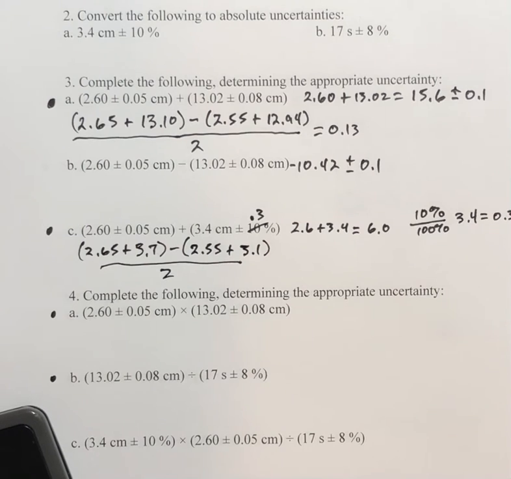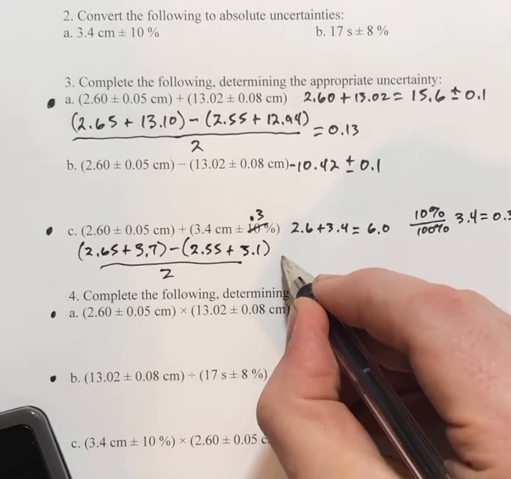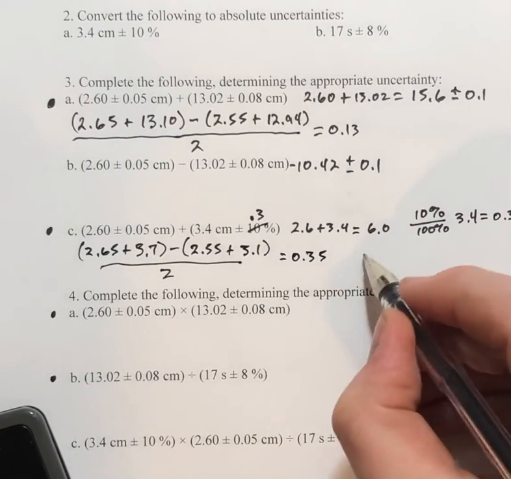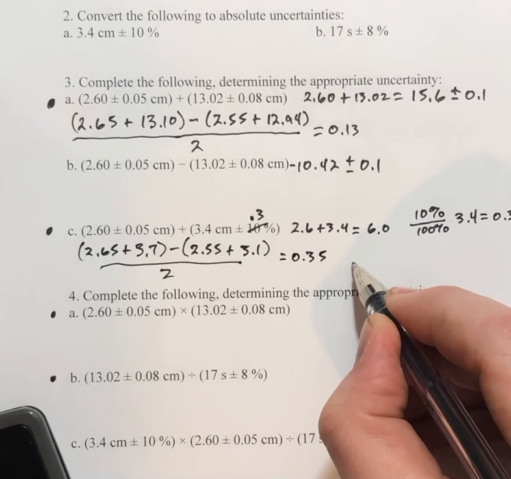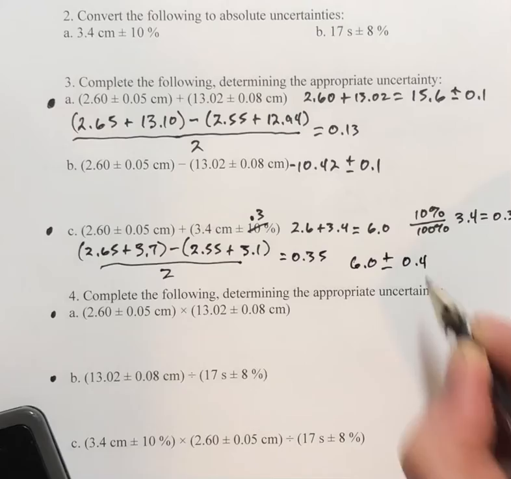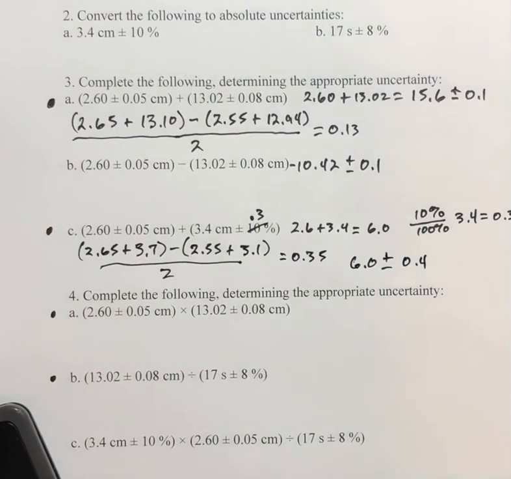So when we do the math on that, 2.65 plus 3.7 minus 2.55 plus 3.1 divided by 2 gives me an answer of 0.35, which I have to round to 0.4. So my final answer is going to be 6.0 plus or minus 0.4. Easy peasy, right? Okay, 2 more.